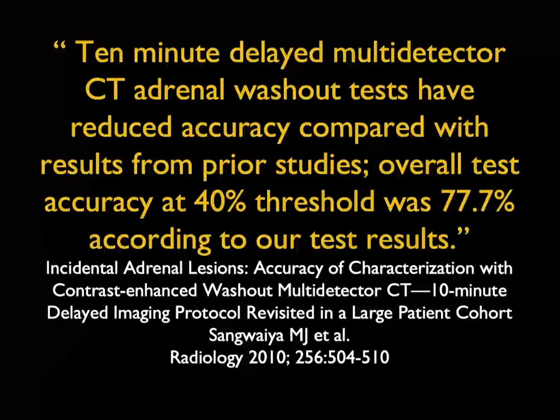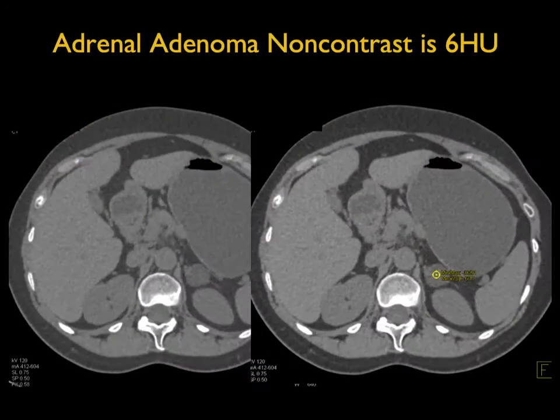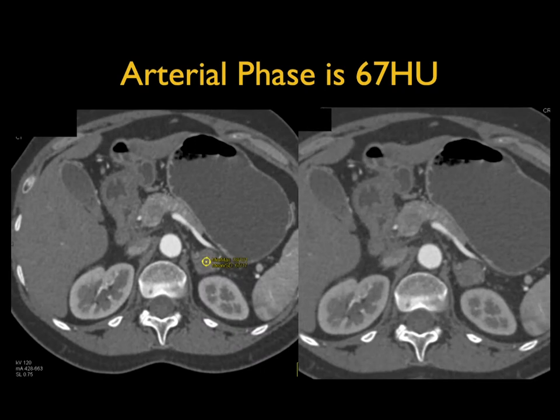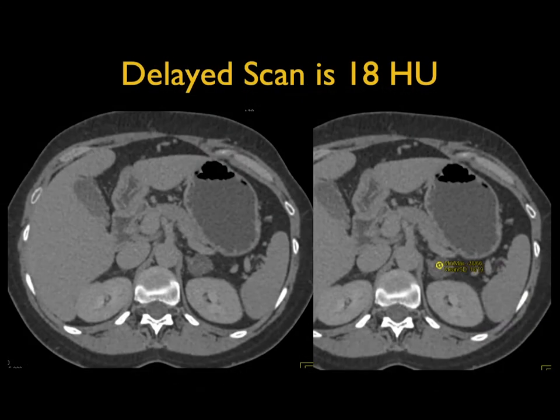Now, you hate waiting 15 minutes, so someone looked, maybe I'll wait 10 minutes, but then the accuracy, instead of being in the 90s, was only in the 40% range. So let's look at some examples just to make you feel better. Non-contrast, under 3 cm, 6 Hounsfield units, it is an adenoma. Next case. But we were doing a kidney here, so we have the adrenals for free, 67 arterial, 56 on venous, and 18 on delayed.